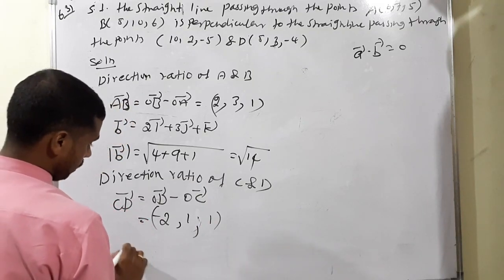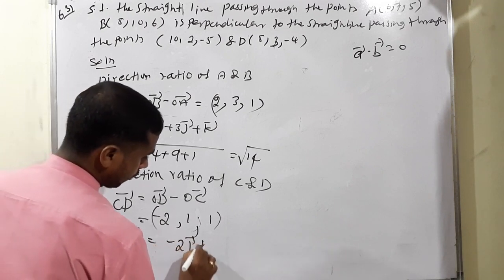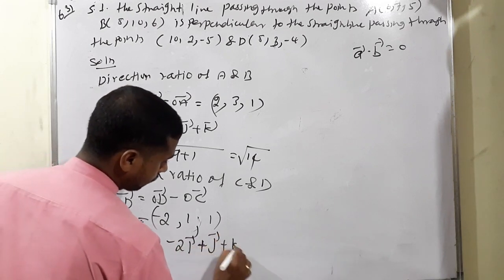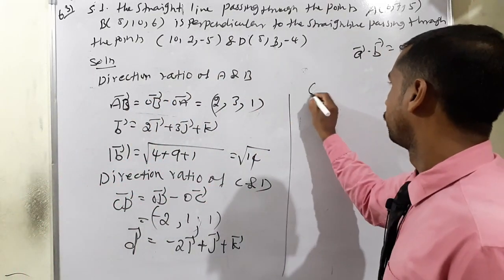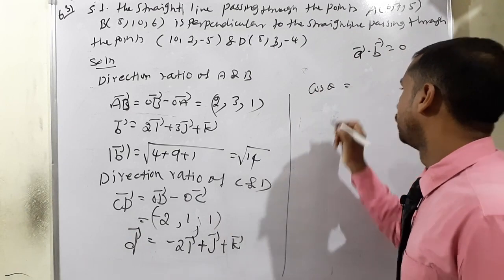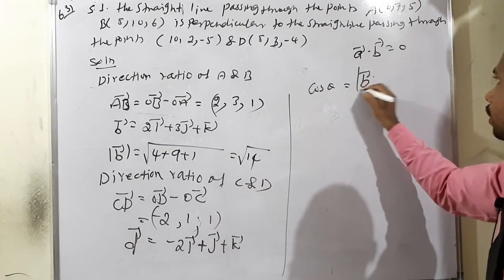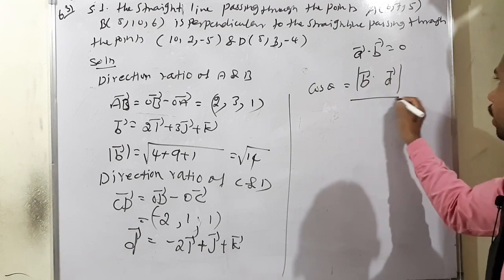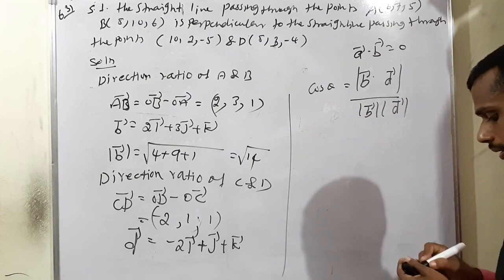So now this is called D vector. D vector is equal to minus 2i vector plus j vector plus k vector. So according to the formula, the angle between two lines, cos theta is equal to B vector dot D vector divided by modulus of B vector into modulus of D vector.